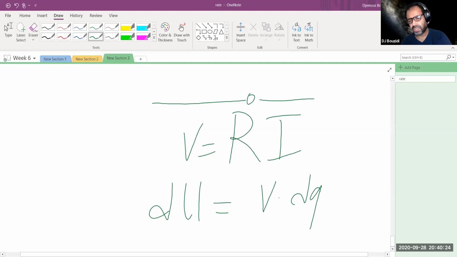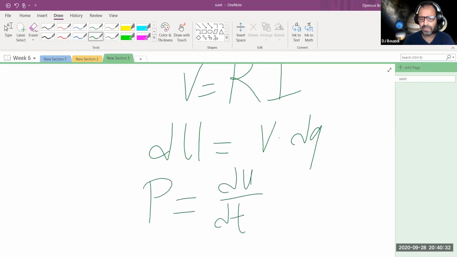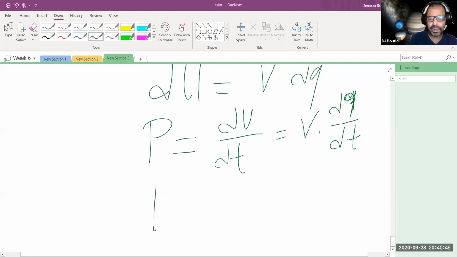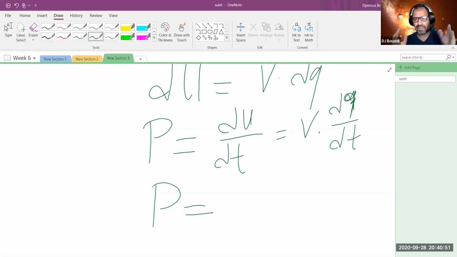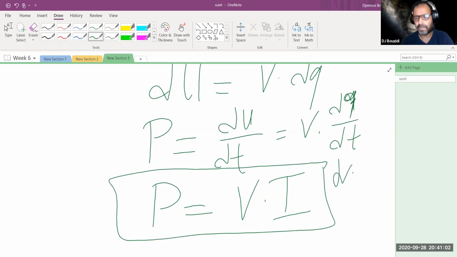So what I'm interested in then is the power, which is by definition dU over dt from Physics 4A, and this will be simply V dq over dt, and dq over dt is simply the current. That's what I have defined from the top to being the current. So the power in any circuit, resistor or no resistor, you have a voltage difference, and there is a current I, so this is the power. This is true all the time, always.